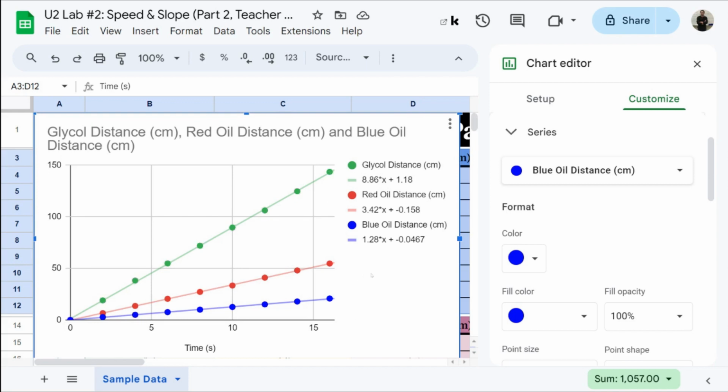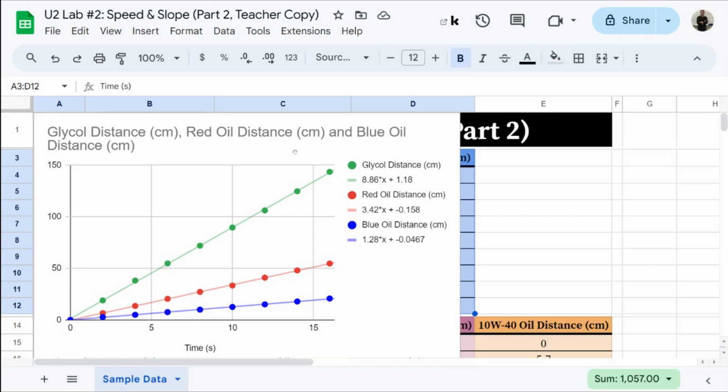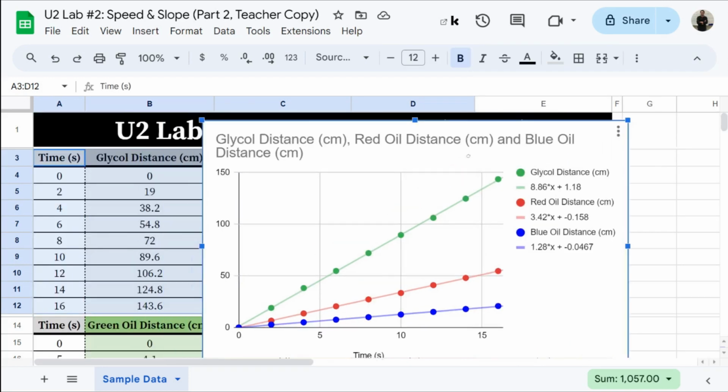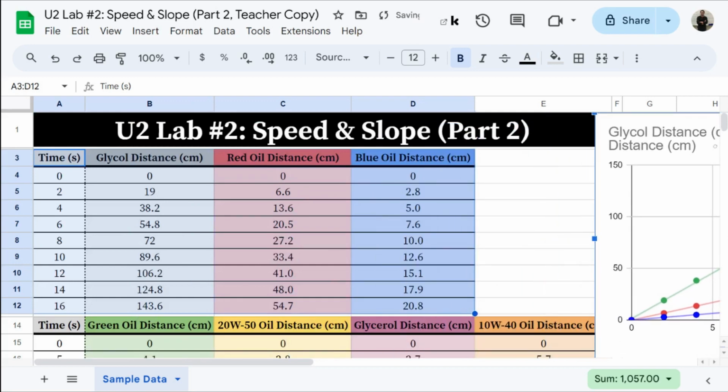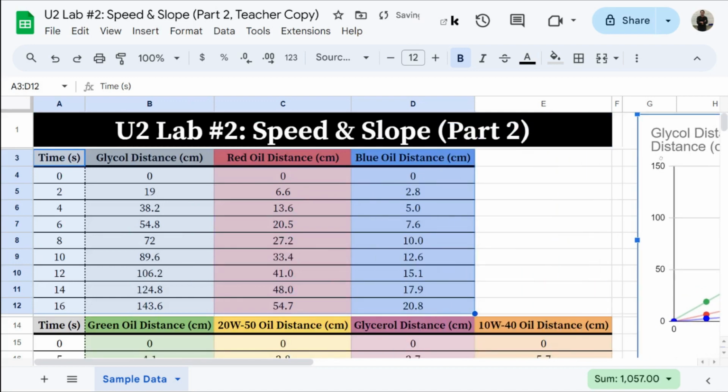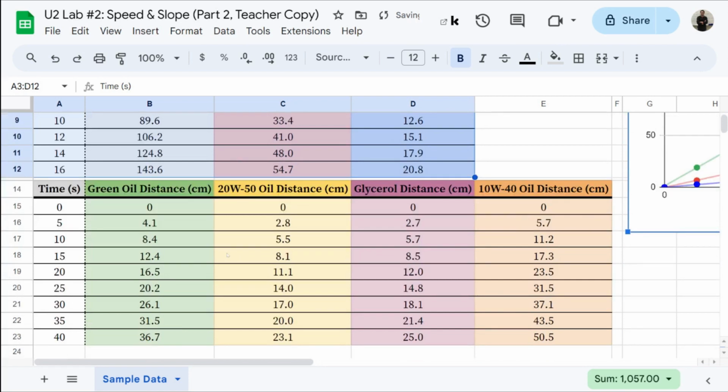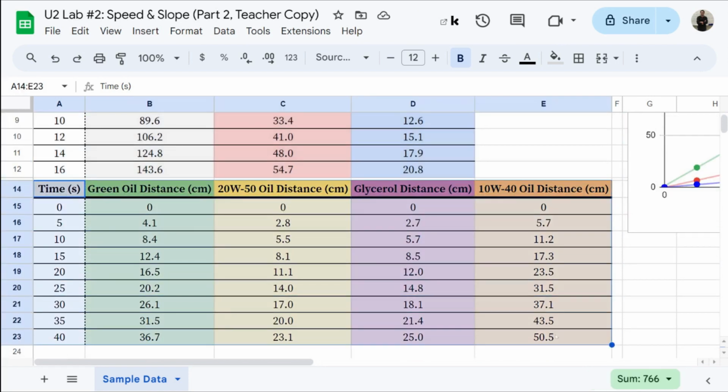Okay? We're going to do the same thing with this set of data down below. So I'm going to grab my graph and scooch it over a little bit. Get out of the way here for a second. So down here, we've got the same kind of setup where we've got time and a whole bunch of distances of bubbles moving through this green oil, this 20W50 motor oil, glycerol, and this 10W40 oil.